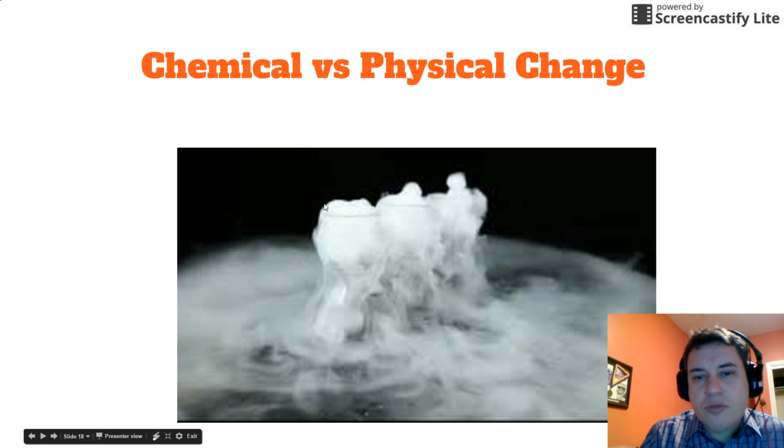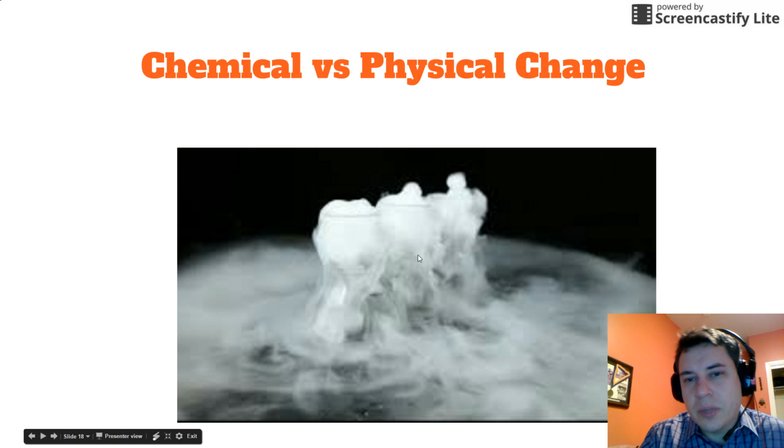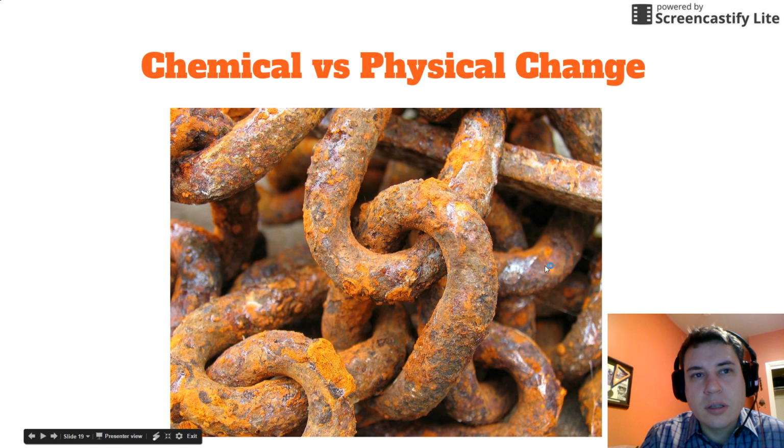This is dry ice sitting in a container. So it's frozen carbon dioxide. And are we witnessing, is it bubbling here? Is that a chemical or physical change? This is a physical change. This is dry ice sublimating, going from a solid to a gas. Iron rusting. That is a chemical change.